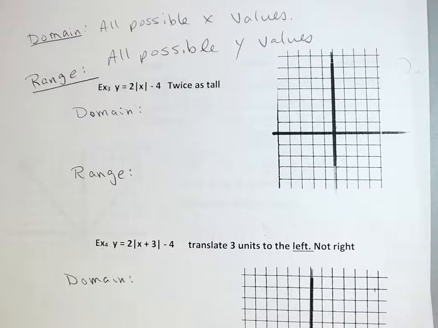How wide is my domain? This is my domain, right? Reach for your range. Does that make sense? Reach for your range. How tall is the graph? Because your y values are the ones that go up and down, okay? So don't mess with your domain. Those are your x values. And reach for your range, okay?